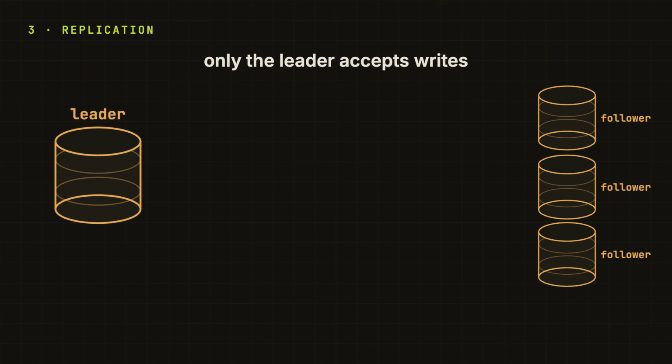There is one leader, and it is the only one that accepts writes, creating orders, updating stock. And there are one or more followers, which are copies of the leader, and they handle reads.